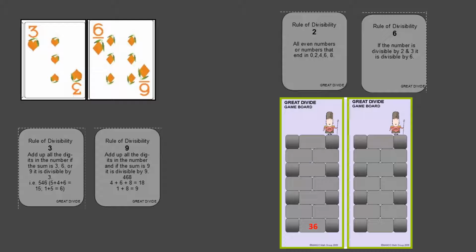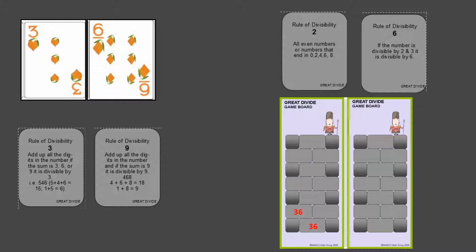Now we use the rule of divisibility for 9: add up all the digits in the number, and if the sum is 9, it's divisible by 9. So if we add up the 6 and the 3, it does equal 9, so it's also divisible by 9. So we can also put 36 on the next brick up.